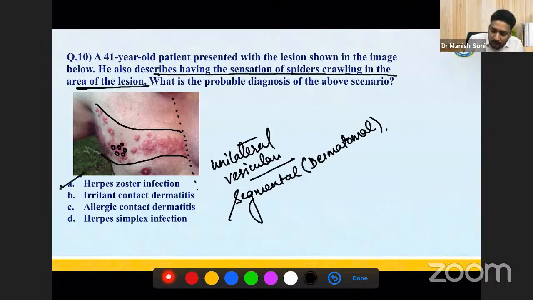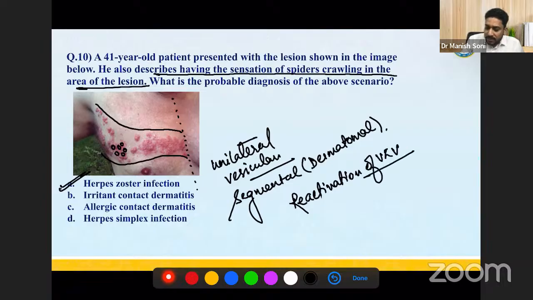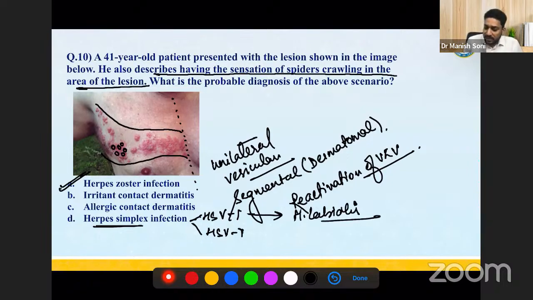Yes, herpes zoster infection, which is due to reactivation of varicella zoster virus. So it is due to reactivation of varicella zoster virus. Herpes simplex can be HSV1 or HSV2. HSV1 generally causes herpes labialis, so this develops generally around the lips, while HSV2 causes herpes genitalis, which occurs over the genitals.